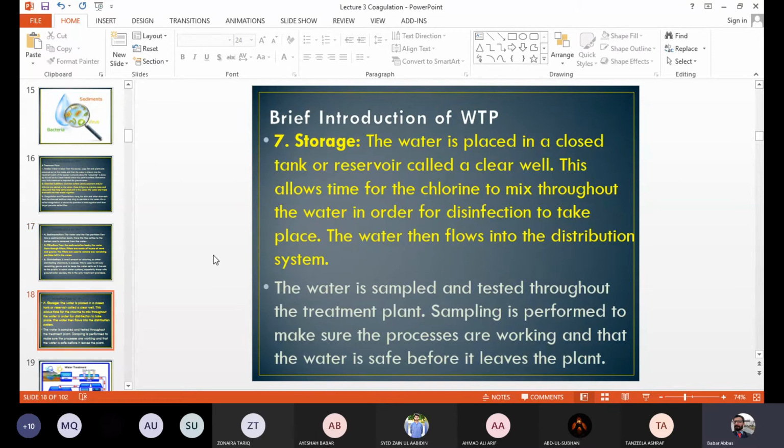Then comes the storage, which is quite simple: the water is placed in a closed tank or reservoir called a clear well. This allows time for the chlorine to mix throughout the water in order for disinfection to take place. The water then flows into the distribution system. The water is sampled and tested throughout the treatment plant. Sampling is performed to make sure the processes are working and that the water is safe before it leaves the treatment plant.